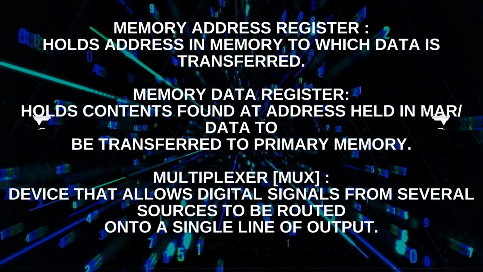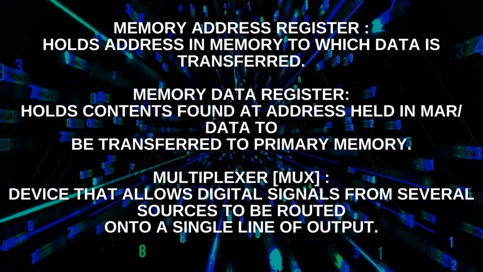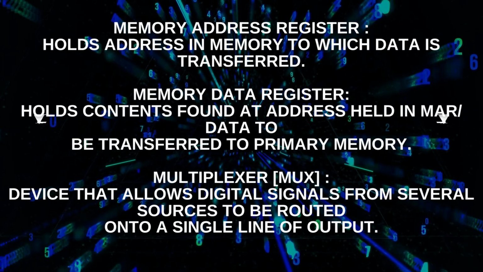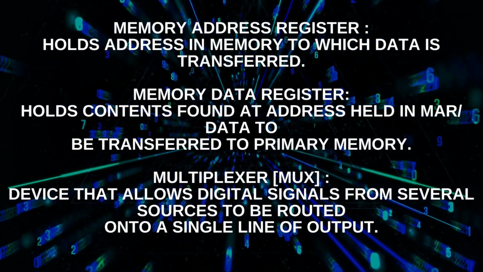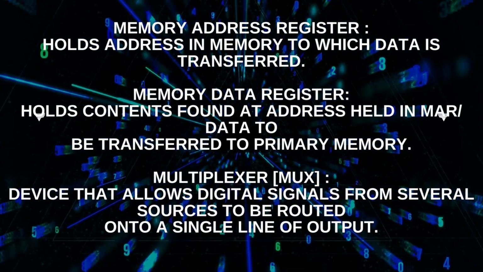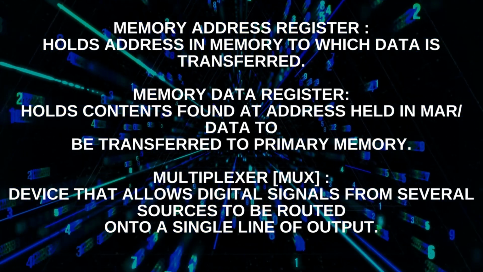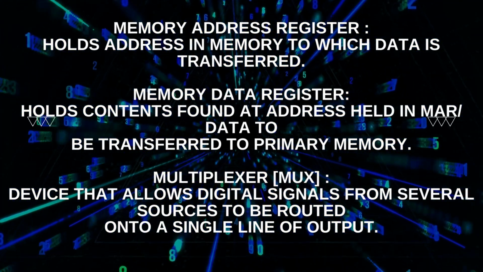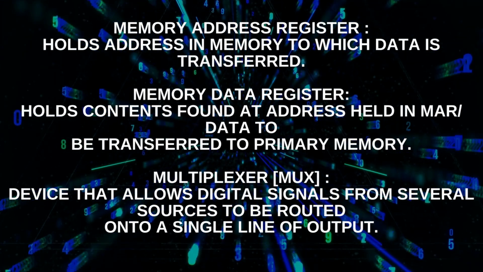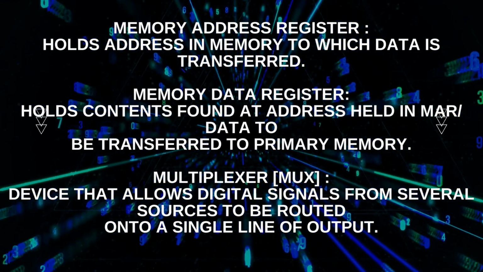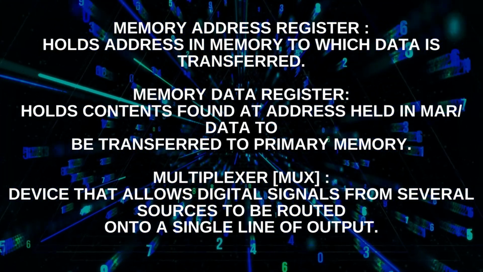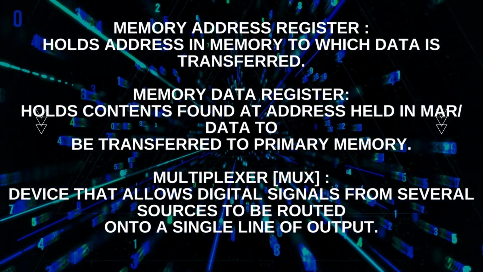Next, we have the memory data register or MDR. The MDR is closely related to the MAR, as it holds the contents found at the address stored in the MAR. When data needs to be transferred between the CPU and the primary memory, it is stored in the MDR. Now let's move on to the multiplexer or MUX. The MUX is a fundamental component used in digital systems to route signals from multiple sources onto a single line of output. It acts as a digital switch, selecting and transmitting data from one of the several input sources to the output line.